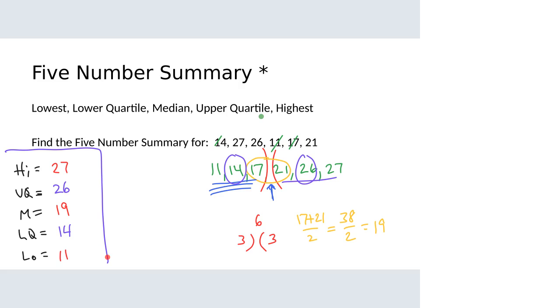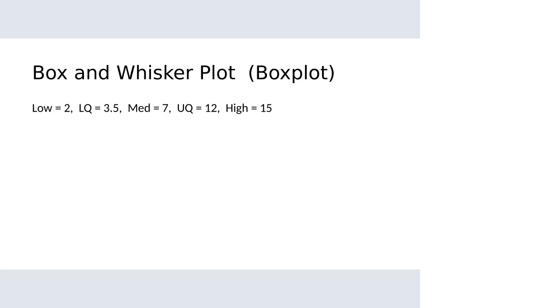All right. There's a type of graph we haven't looked at yet that the 5-number summary is really useful for. We use this 5-number summary to make a graph. And what that graph is called is a box and whisker plot, or for short, just a box plot. So box plot is just a shorthand way of saying box and whisker plot.